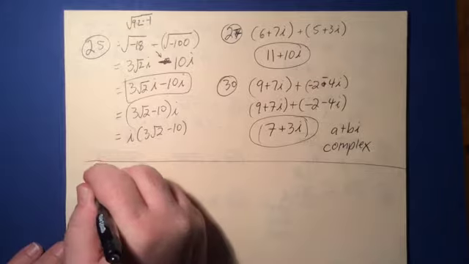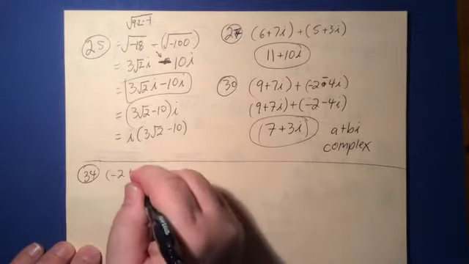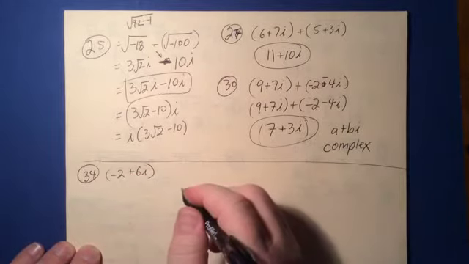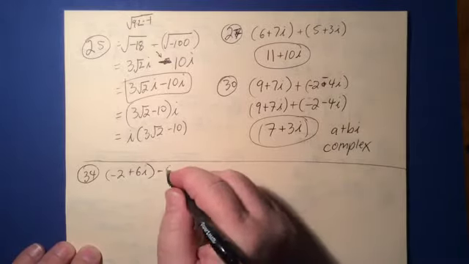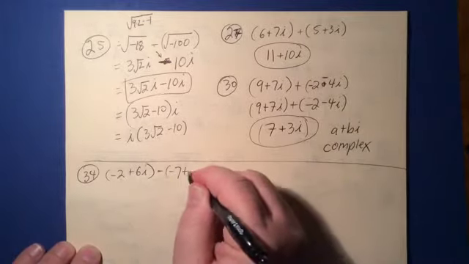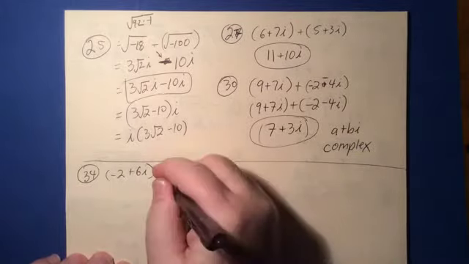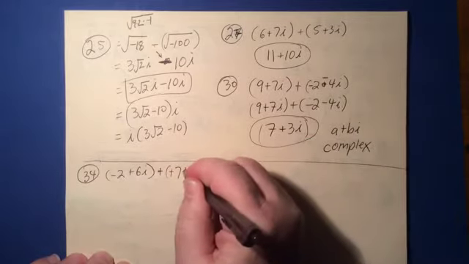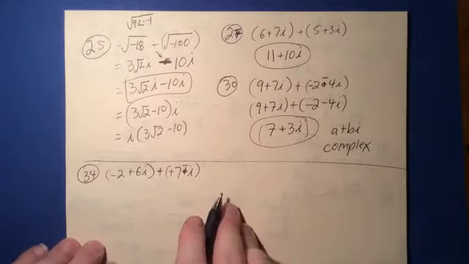Let's go down to 34, and we're going to take a look at the problem. Negative 2 plus 6i minus negative 7 plus i. So when we look at that problem, again, we're going to have to distribute the negative through to simplify this. So I'm going to change this to a plus. I'm going to change this to a plus. I'm going to go ahead and change this to a minus. If it helps you to take this work down properly, you can stop the video at any time and then just show how the change is done.